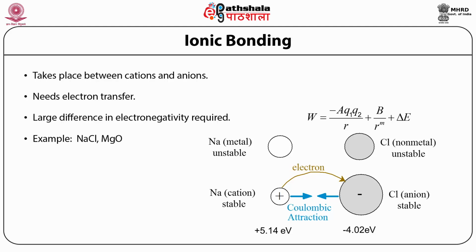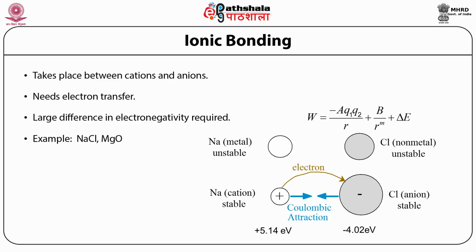However, when atoms are brought too close to each other, their electron clouds start overlapping, and since the Pauli exclusion principle cannot be violated, two electrons cannot occupy the same quantum state. This leads to the repulsive force between the ions, and the total potential energy of the system can be expressed as minus A Q1 Q2 by R plus B by R to power M plus delta E, where B and M are the constants determined empirically and B by R to power M is the repulsive energy.